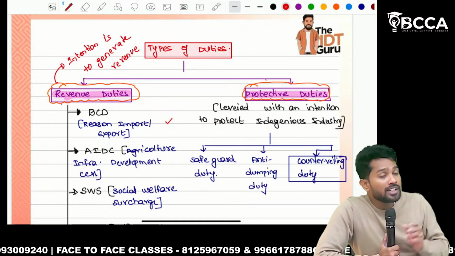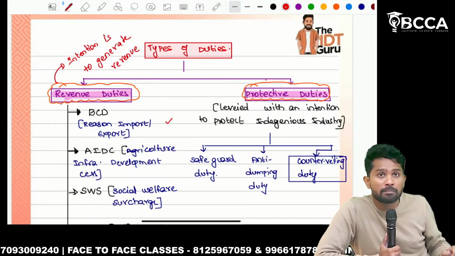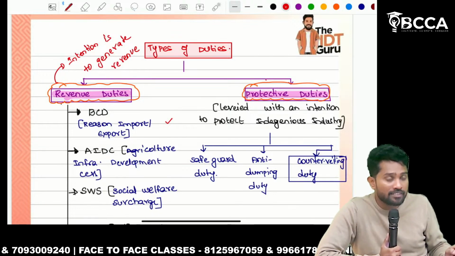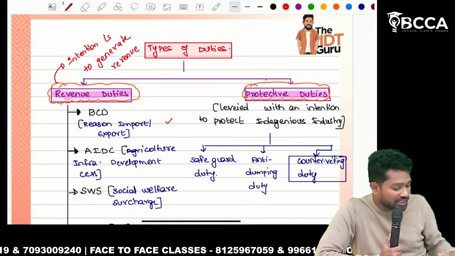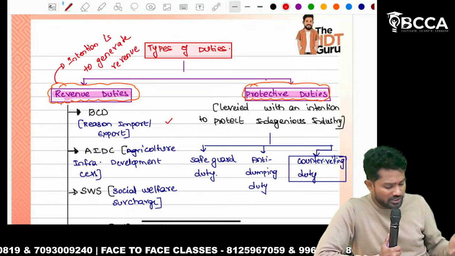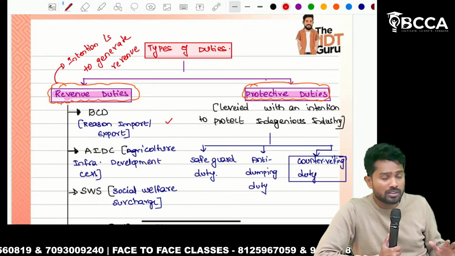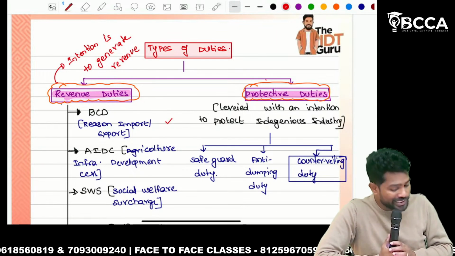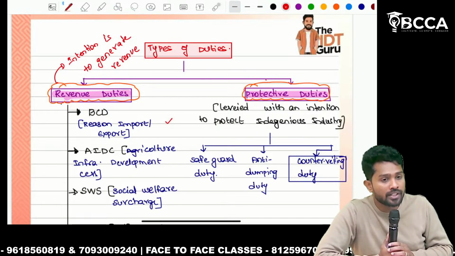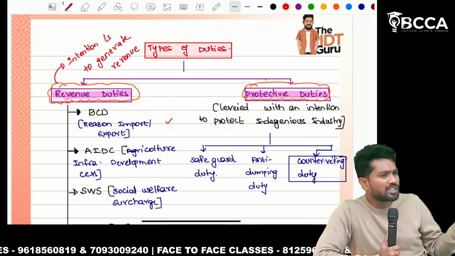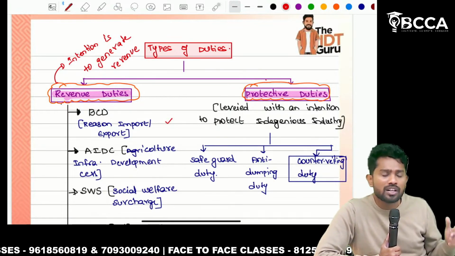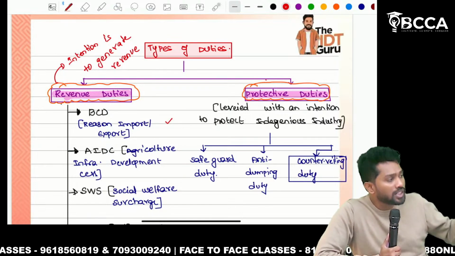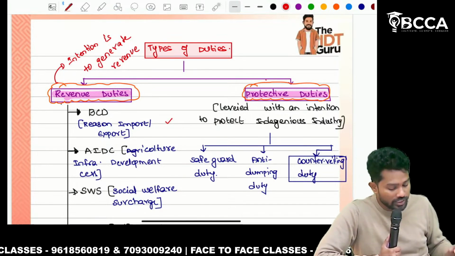So that's why the intention behind levying protective duties is not to generate revenue. But eventually, even without that also, certain revenue will be generated. But the intention or objective is not to generate revenue. Whenever there is a fine or penalty, it's not to generate revenue. It's to discourage you from doing such an act. Here also the same thing.